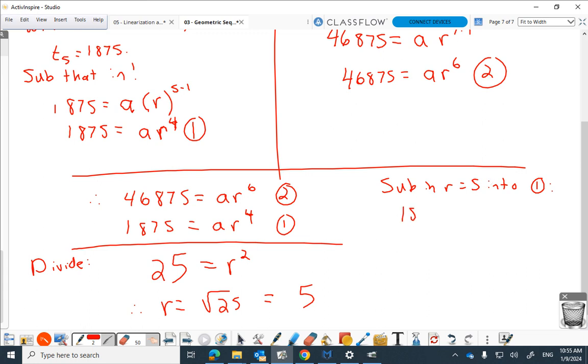1875 equals a times 5 to the power 4, which is 625. And when I divide that, I get 3.